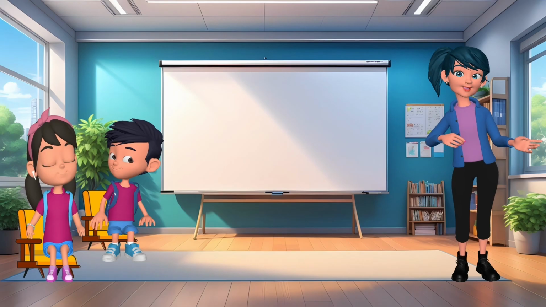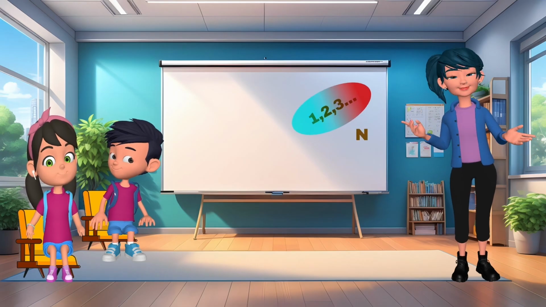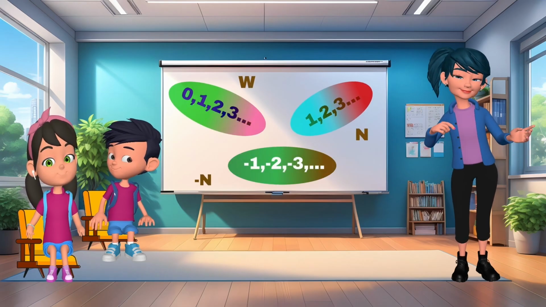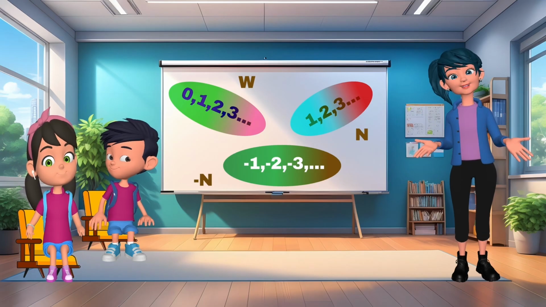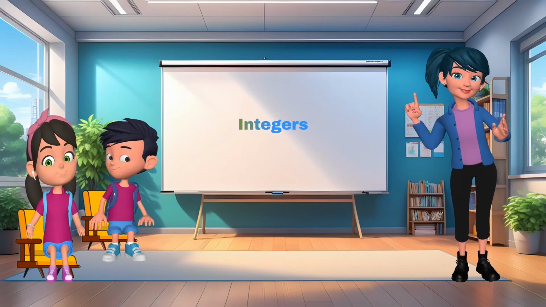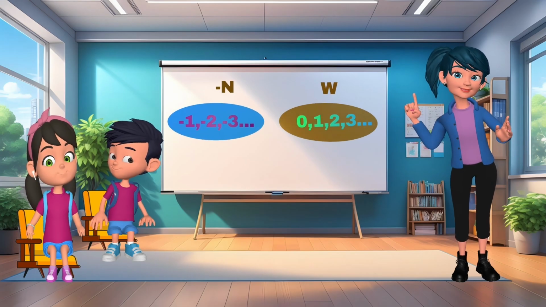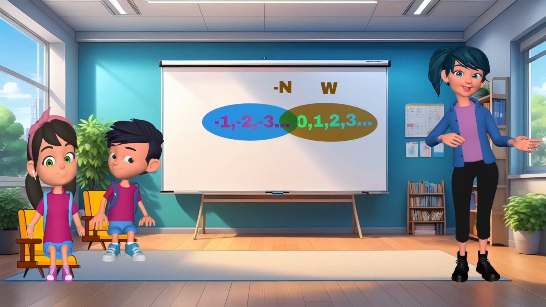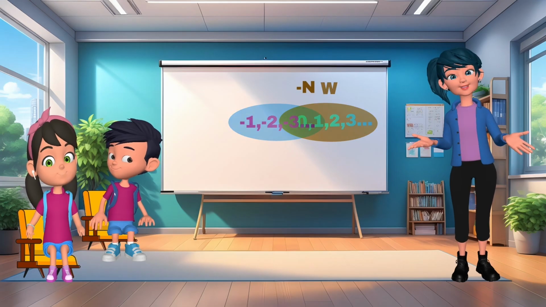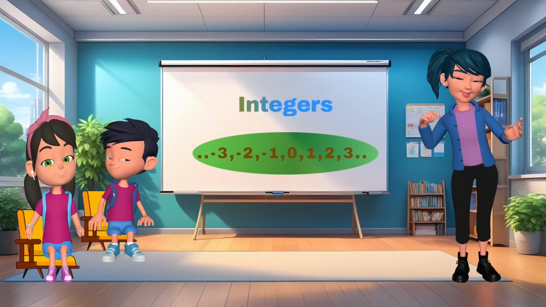So, we have got 3 kinds of numbers: natural numbers, whole numbers and negative numbers. Now, we are going to talk about another kind of number called integers. If we include the negative numbers into the whole numbers, then we get a new form of numbers which is called integers, and it looks like this.